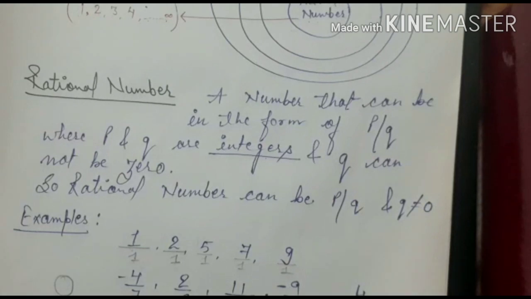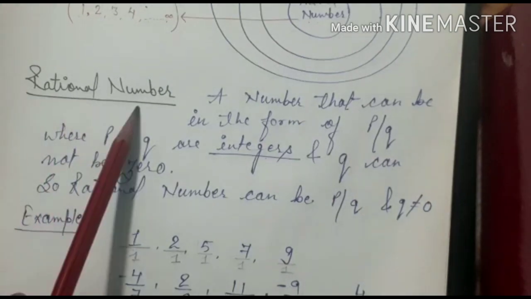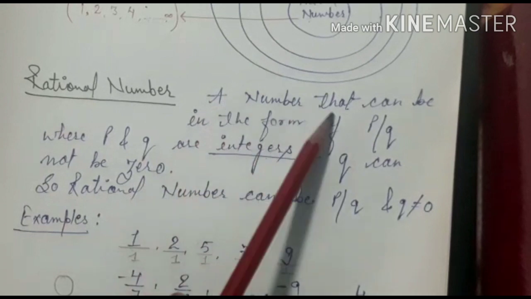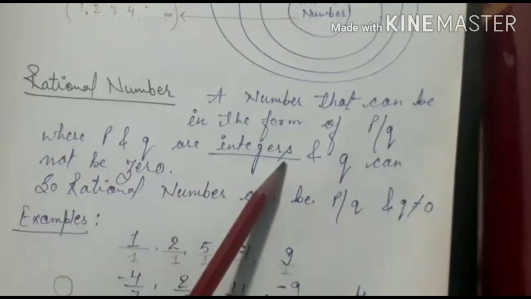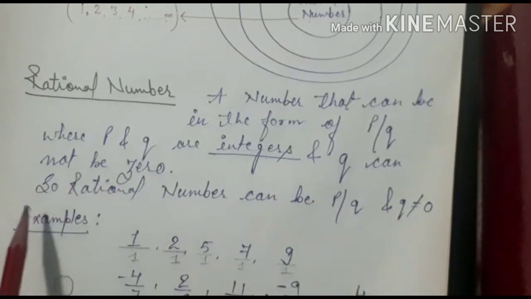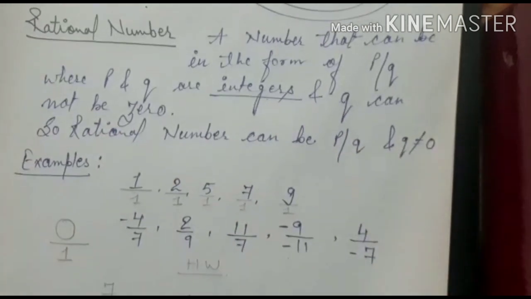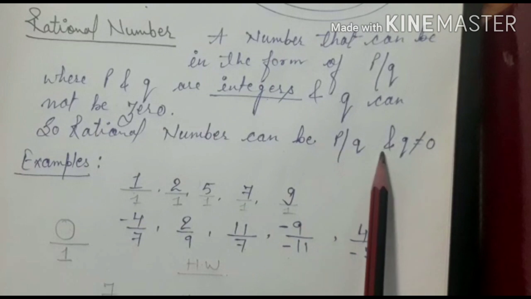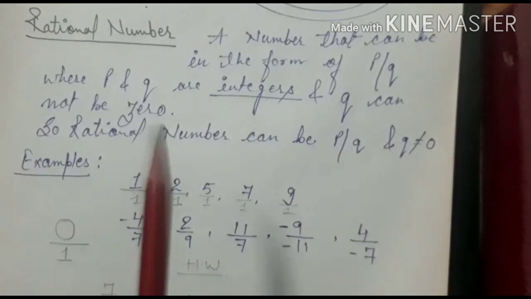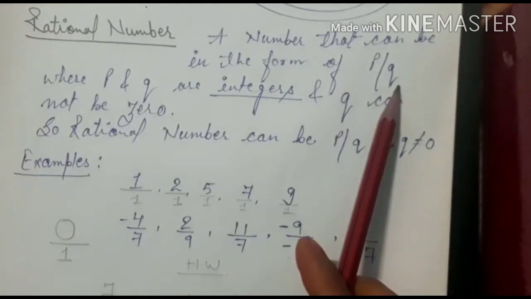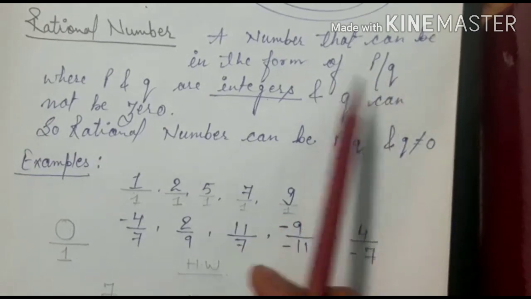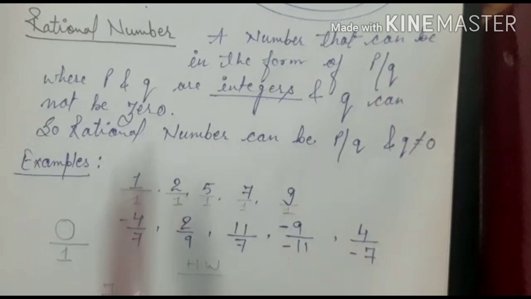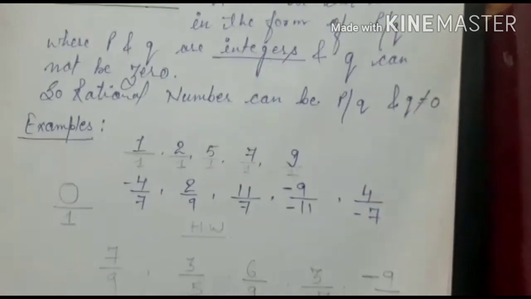Earlier we studied what a rational number is. A rational number is a number that can be in the form p upon q, where p and q are integers and q cannot be 0. Here the numerator is p and the denominator is q, and both are integers, which means they can be positive or negative. Here we have written some examples.